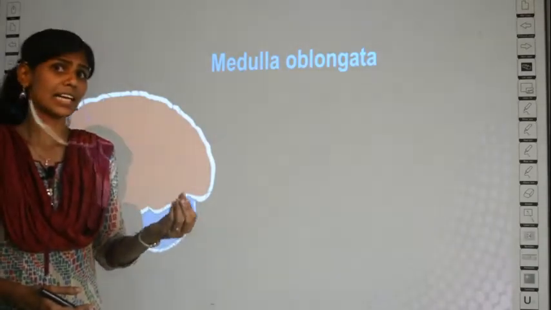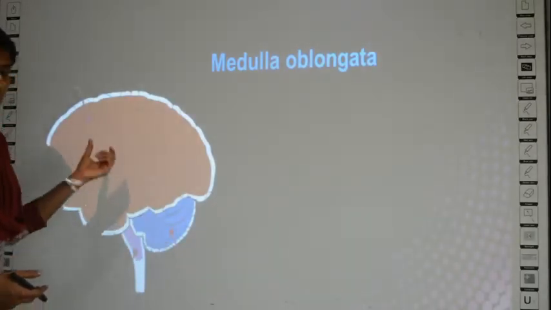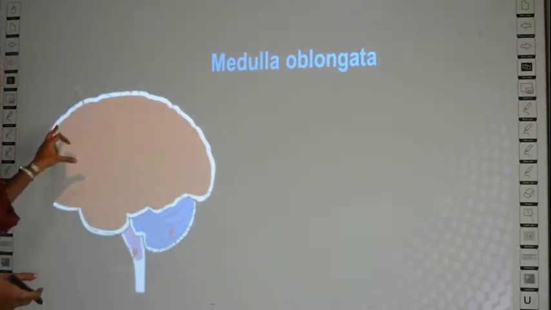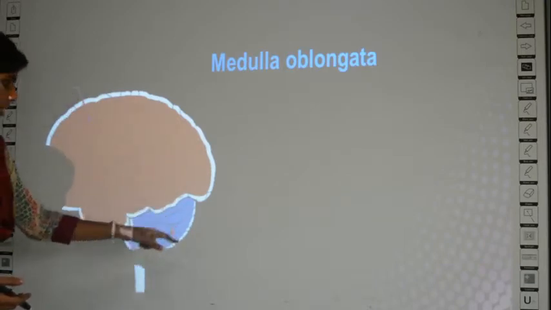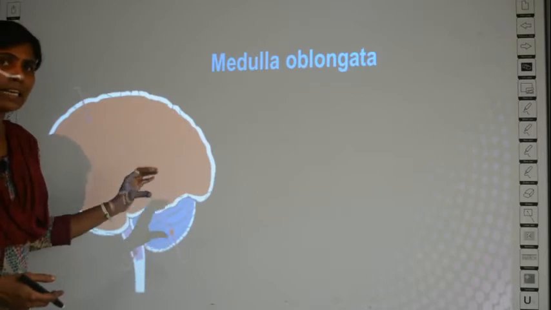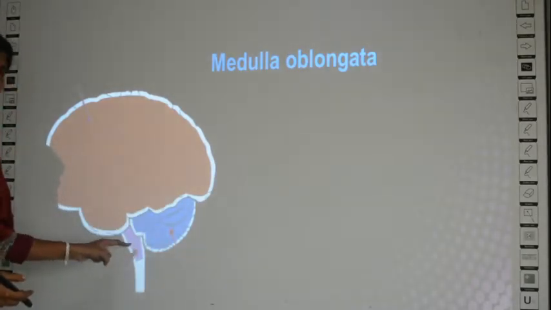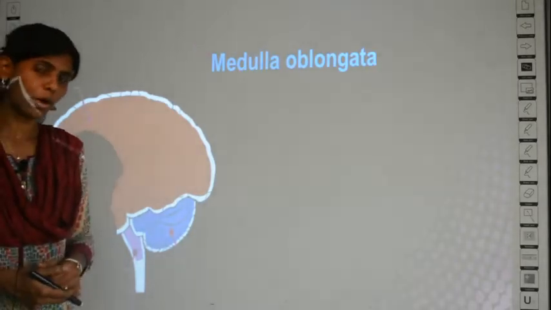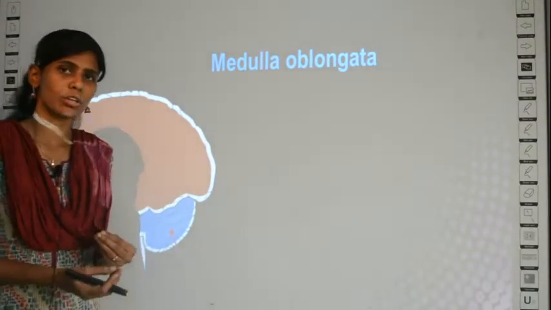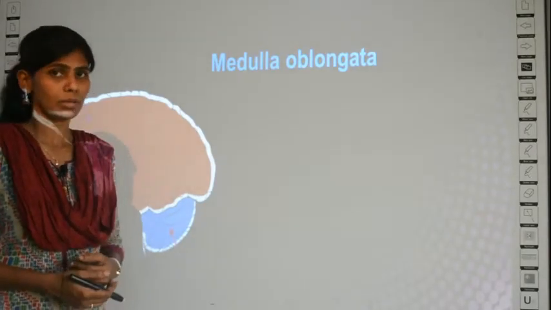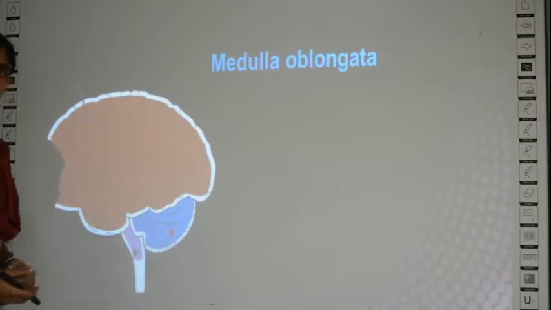In our previous class I had already displayed this picture, right? So what is this? This is the structure of the brain. Here you can see three parts. The largest part is called cerebrum, this blue color region is called cerebellum, and this purple color region is called the medulla oblongata. About cerebrum and cerebellum, the detailed structure and their functions, everything we have studied in our last class. In this class let's learn about medulla oblongata.